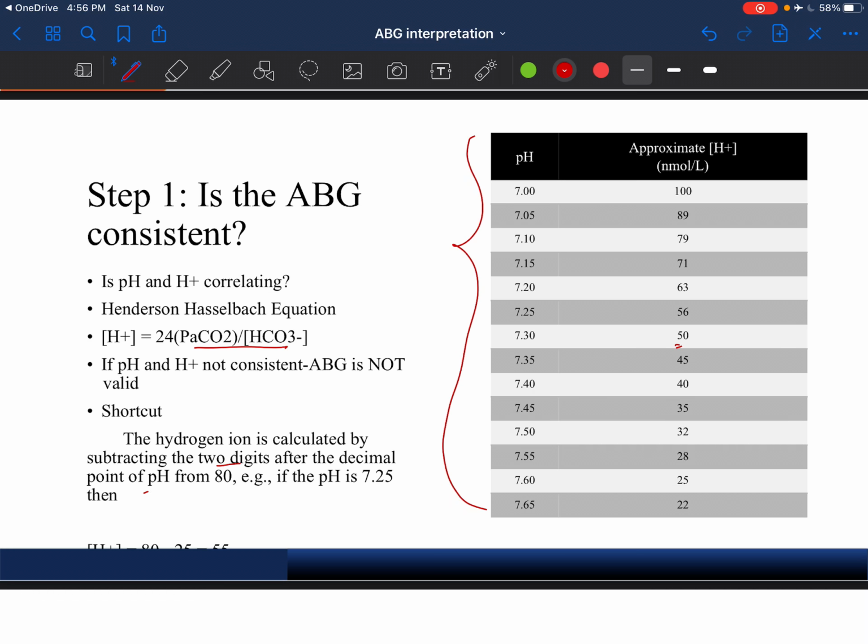Another shortcut way that you can do is hydrogen ion can be calculated by subtracting the 2 digits after the decimal point of pH from 80. For example, if pH is 7.25, your hydrogen ion concentration can be done by 80 minus the last 2 digits, 25, which is 55. So for a pH of 7.25, your hydrogen ion concentration is 55. This is approximately closer to the hydrogen ion concentration. So this is a consistent ABG. So that will be your first step.